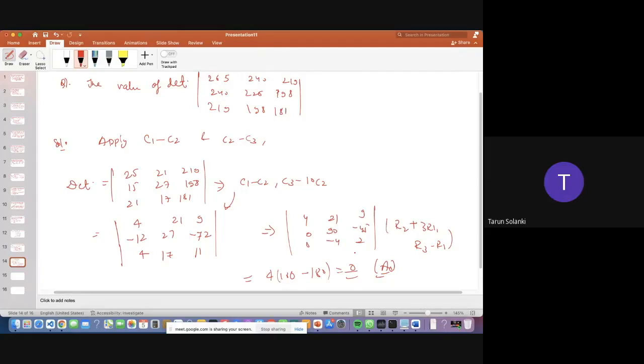Okay, so you can copy this problem, and we are going to wind up the session here. Next class, we'll start with the multiplication of two determinants, and then we'll move to the symmetric and skew symmetric determinants, and then the applications of determinants. Then we'll start with the solved examples. So this unit is very important, so you need to learn it properly. First, copy this problem.